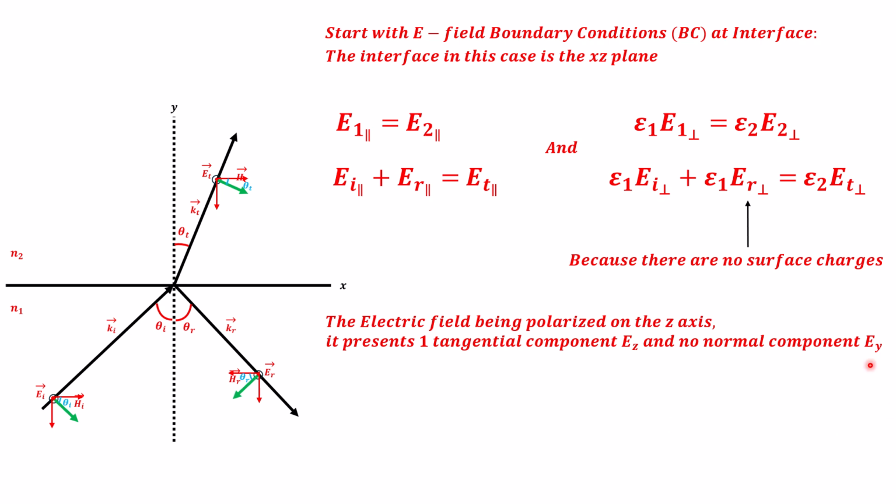And we know that the electric field is polarized along the z-axis, and we know that our interface is the xz plane. That means the electric field is actually tangential to our xz plane, and there are no normal components, E_y. So this expression will be equal to 0 because there are no normal components. We can only work with the tangential component, and we define it as this.